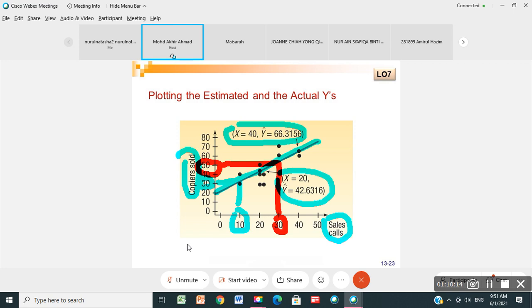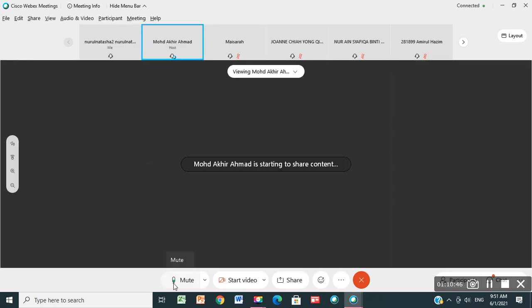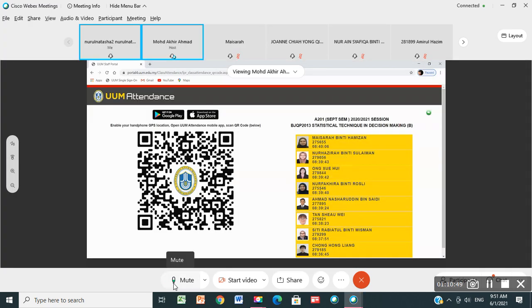Boleh saya stop dekat sini, slide number 23. Boleh saya stop kat sini? Boleh. Slide 23. Siapa yang belum scan, scan here. Yup. Okay. Ya, betul.